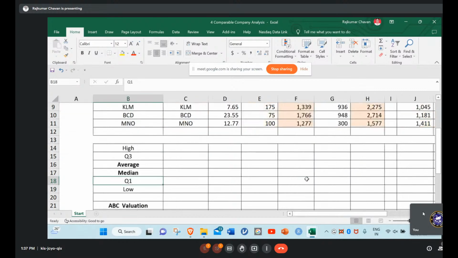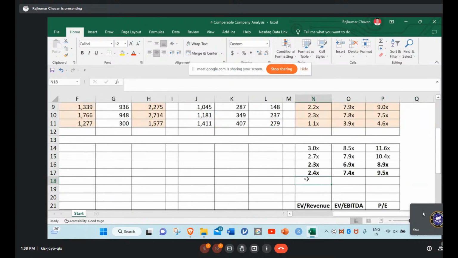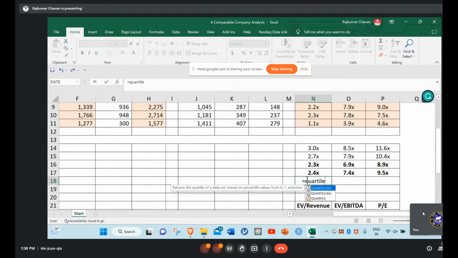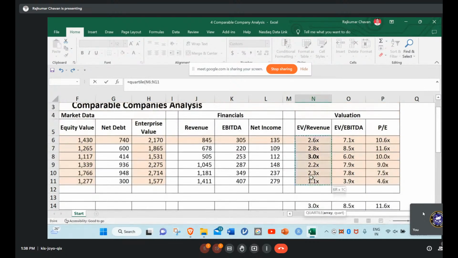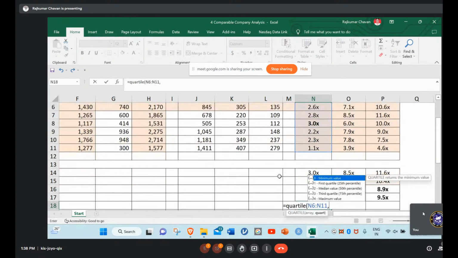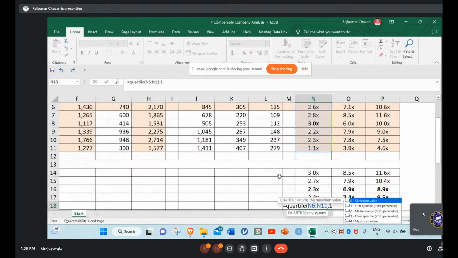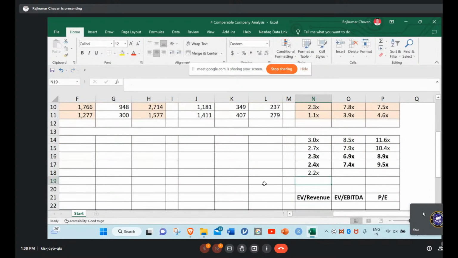Can we take the next one, which is what? Q1. Quartile 1. So what should I type here? Let us see. Is equal to QUARTILE. Look here. Open the bracket. Again this array, right? These are my arrays. Then press comma. Now this time, how much should I type here? 1. Close the bracket, enter. What is the value? 2.2.